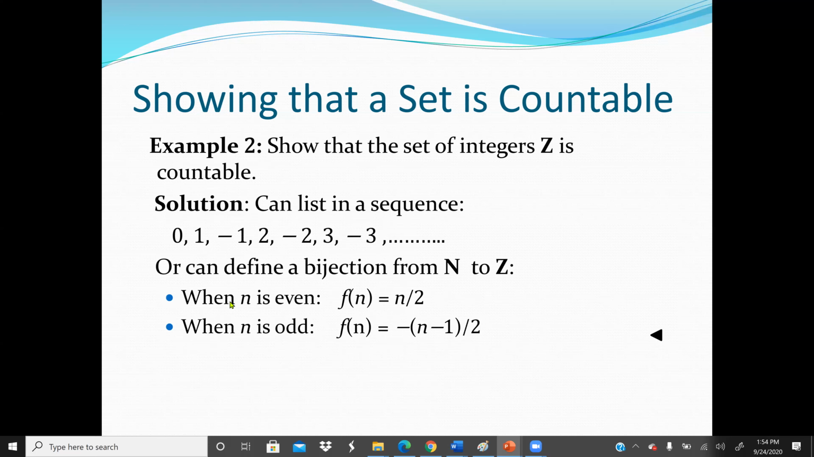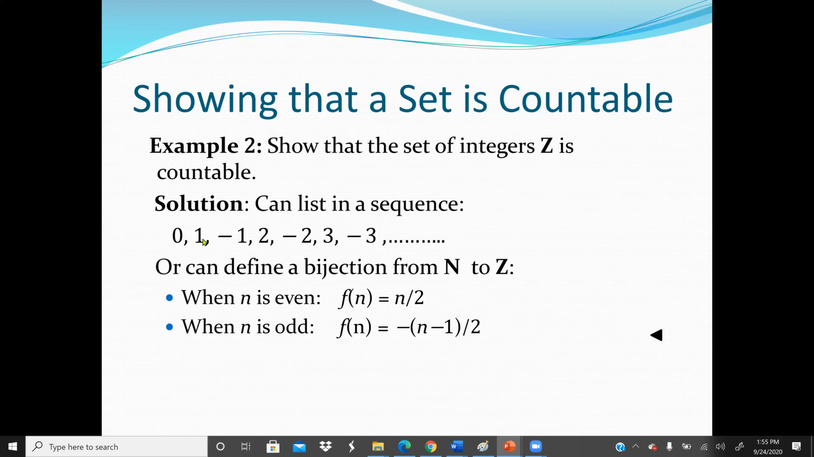Here we say that if n is an even number, then we have n divided by 2. And if it's an odd number, then we have negative (n minus 1) divided by 2. Let's see if this works. We have n by 2 if it's a positive number. So we are in position 2, so 2 by 2 is 1. Position 4, 4 by 2 is 2, so that is correct.